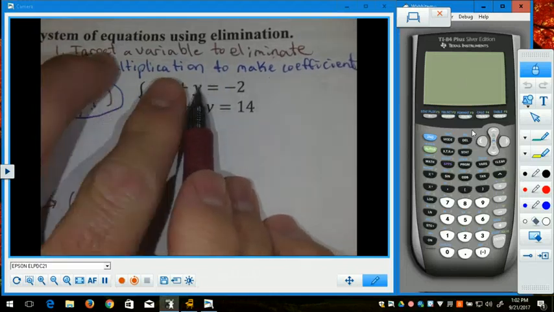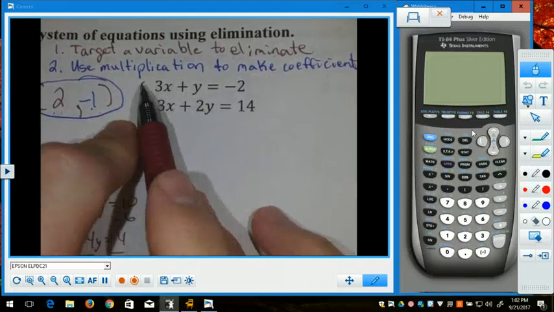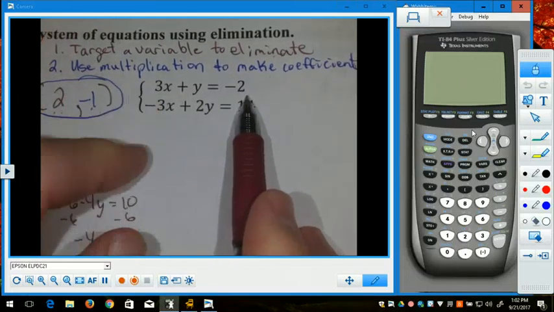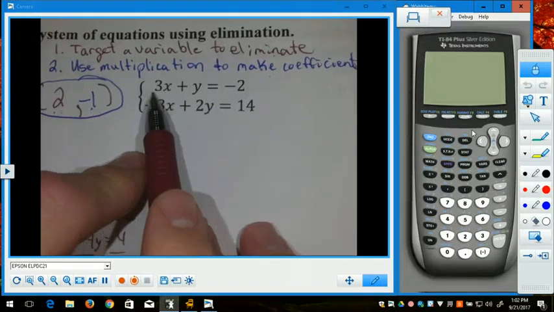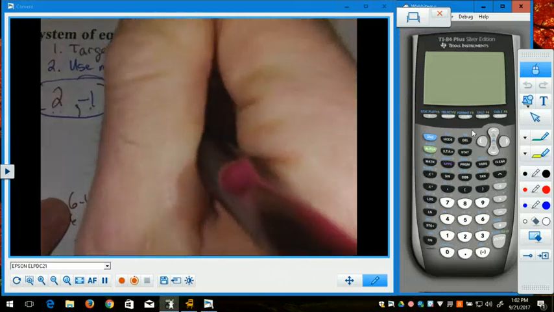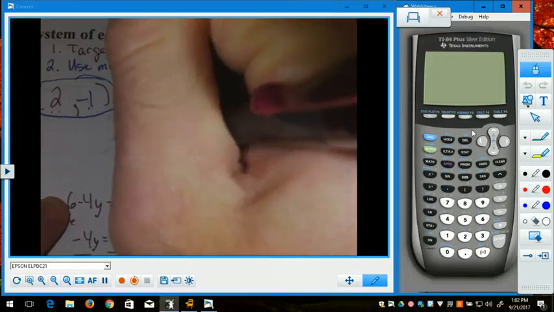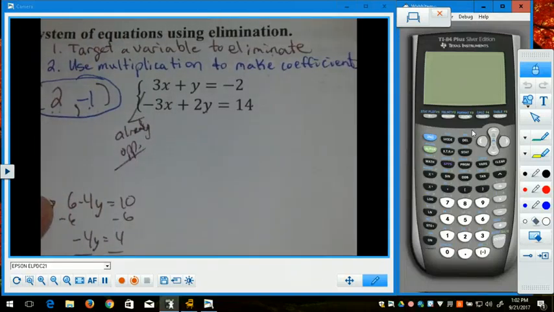If I were targeting y, if you said, oh, look, y is easy to multiply because that's a 2, I can multiply this whole equation by -2. You could do that, it would work, and I'll show you how to do that with some problems in a second. But we don't need to target the y, it's easier to target the x because they are already opposites. Already opposites. So that helps.